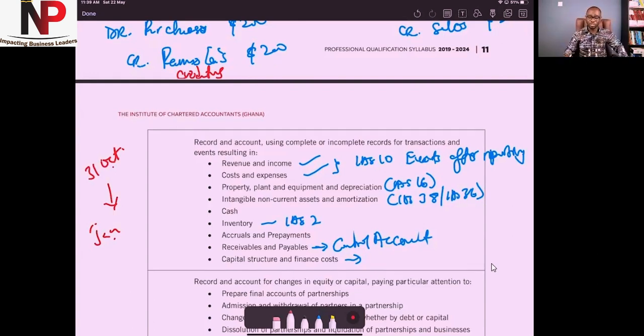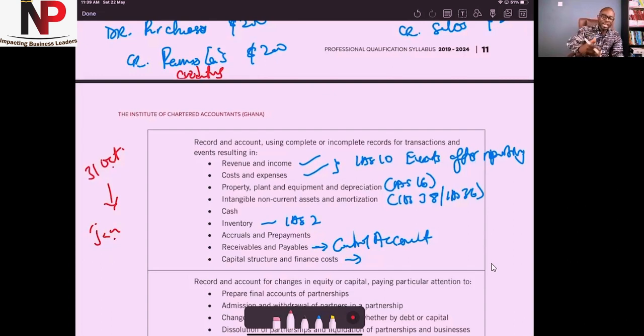And we're going to be getting into all of these later on as we look at the discussion in that case. Then property, plant, and equipment, very, very critical. Companies are going to be buying assets. They are going to be buying delivery vans. They are going to be buying motor vehicles. They are going to be buying a lot of assets as an organization.